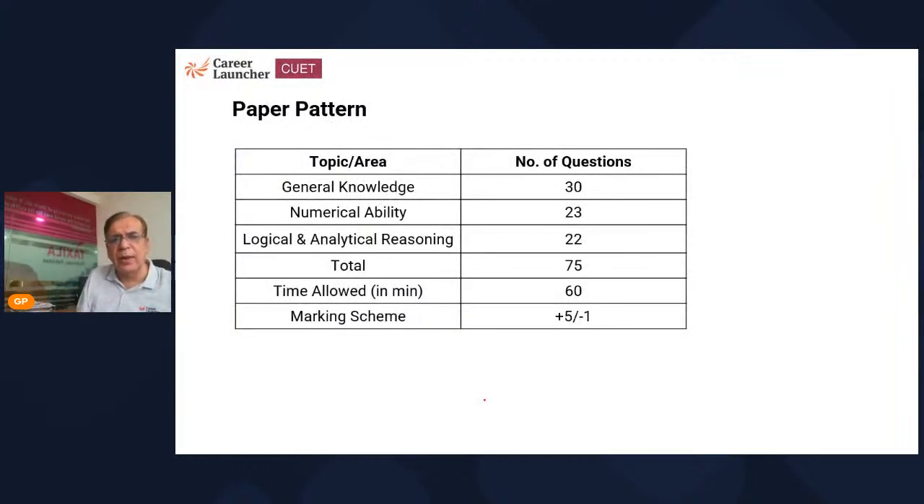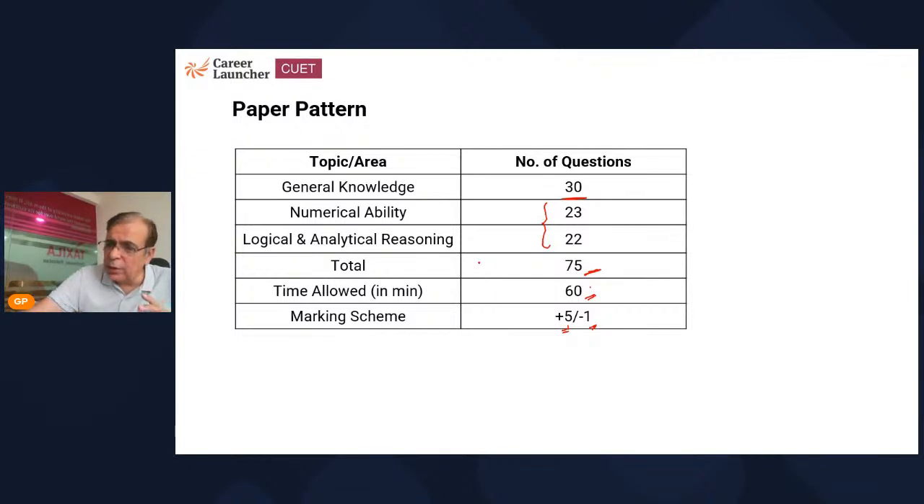This total of 75 questions, total of 75 questions to be done in 60 minutes. 5 marks for every correct answer, -1 for wrong. Now इसमें 30 सवाल जीके के हैं and 45 questions of reasoning, numerical as well as logical and analytical reasoning. Okay, so दोनों के हैं. And इसमें अगर मेरे को 60 questions करने हैं, that means I have to leave 15 questions.